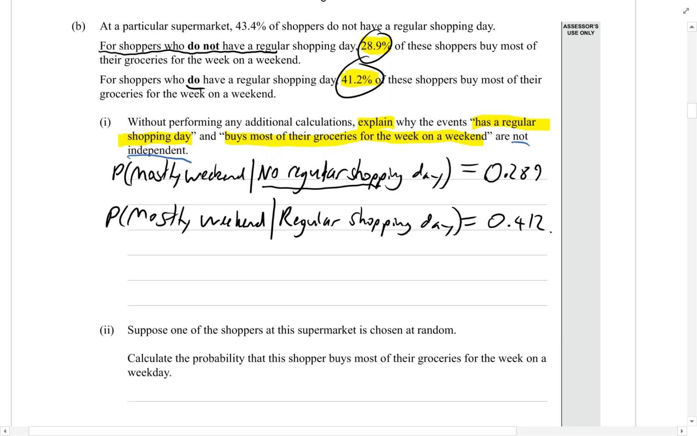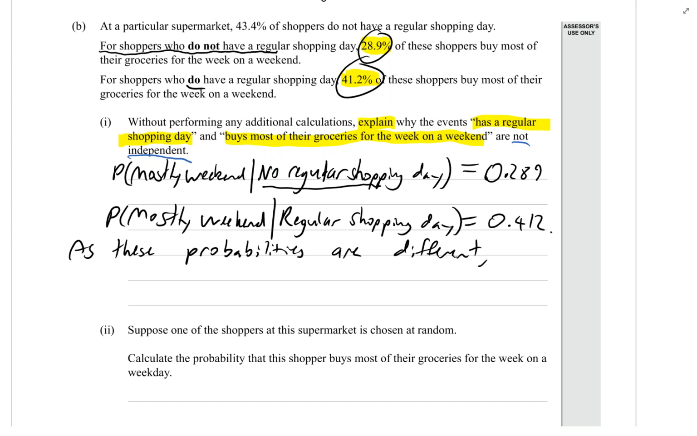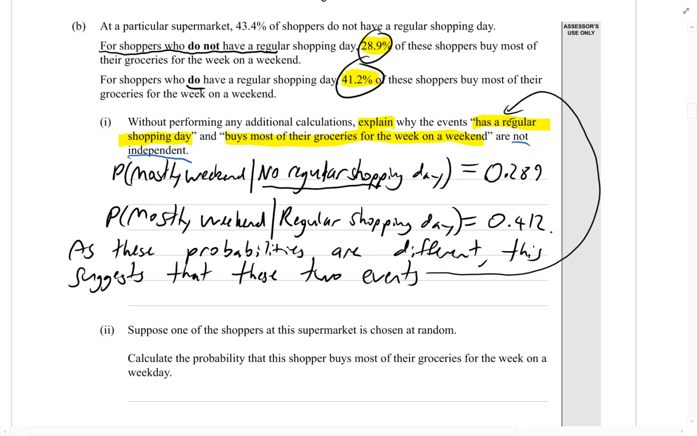So as these probabilities are different, then we can say that those two events are not independent. So this suggests that these two events are not independent. And I'm just drawing an arrow up to the two events, saves me the time of writing them out again. So this suggests that these two events shown above are not independent.